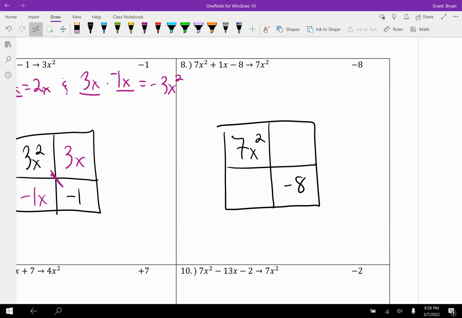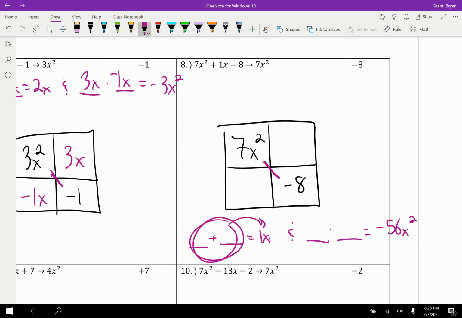Let's try again. We now have, and I'll do this one down below, two numbers that have to add to equal this 1x up here, and they have to multiply to equal negative 56x squared. Well, because there's a negative, that tells me that these numbers have to be 1 apart from each other. Aren't 7 and 8 1 apart from each other? So we have 7x and 8x, which look pretty good.